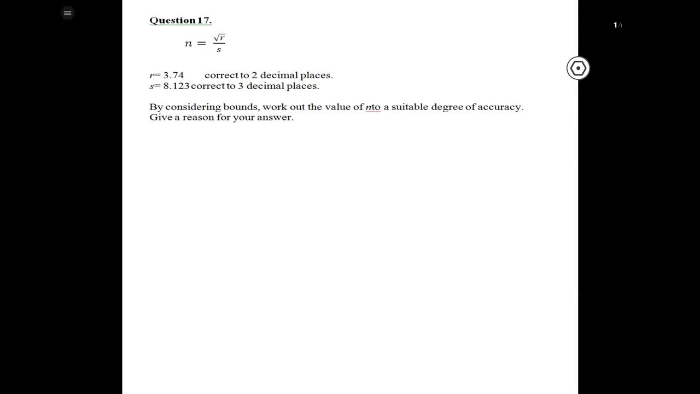Hi kids, let's have a look at this upper and lower bound question. First of all, let's read the question.